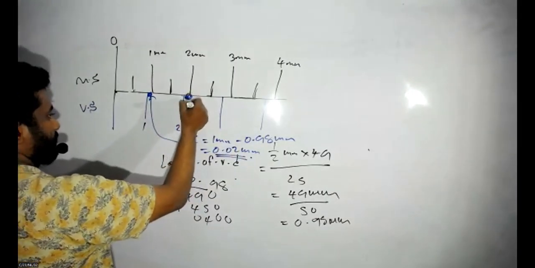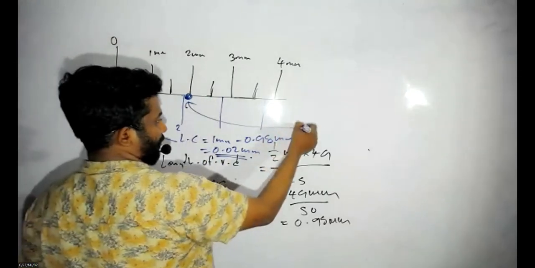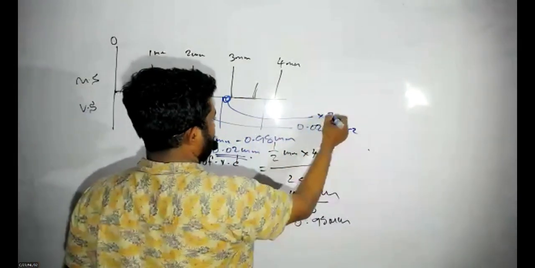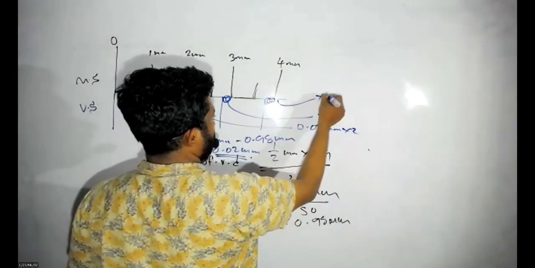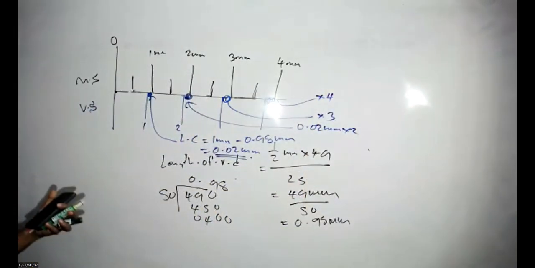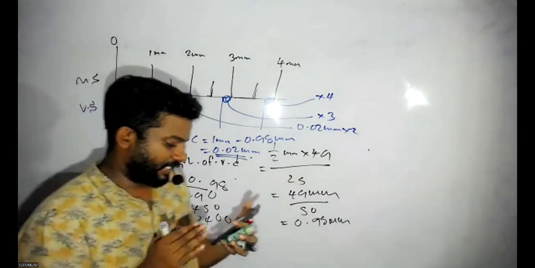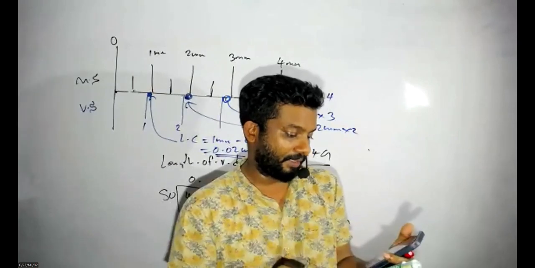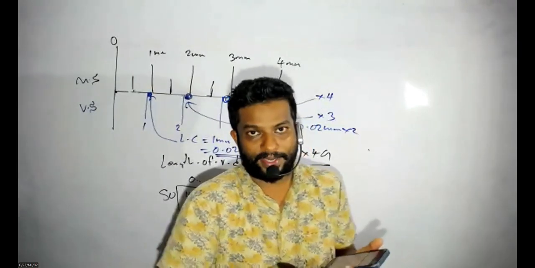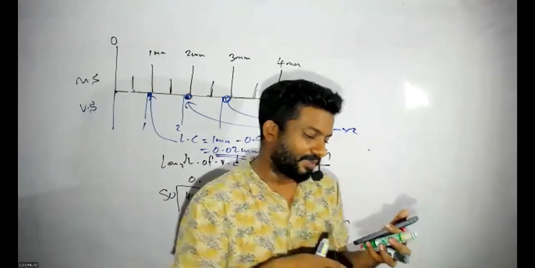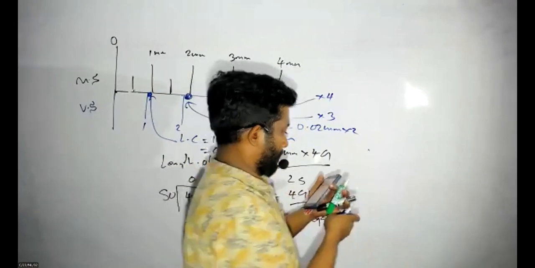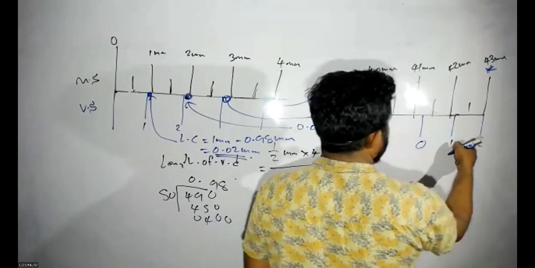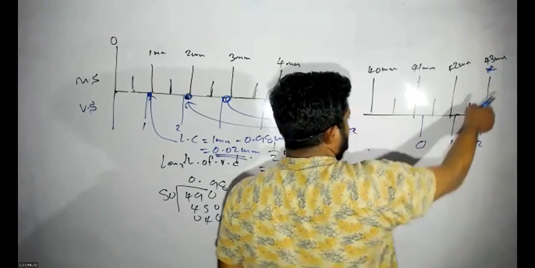The second gap is 0.02 millimeter into 2. This one is into 3. This one is into 4. Got it? Okay, then you can get the reading. According to the first diagram, you can identify there is no zero error. Why? The main scale 0 coincides with the vernier 0, right? Then you can get the reading directly. According to the diagram, you can observe that this second vernier division coincides with the 43 millimeter division.